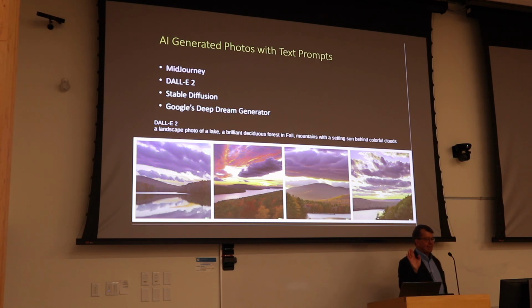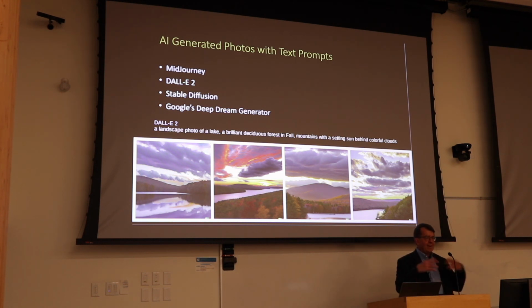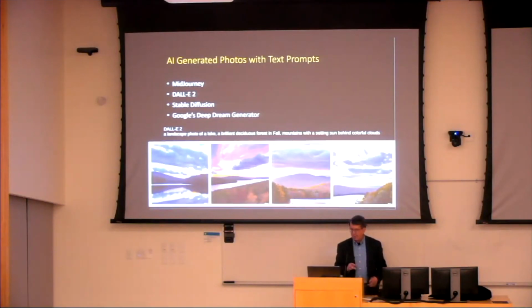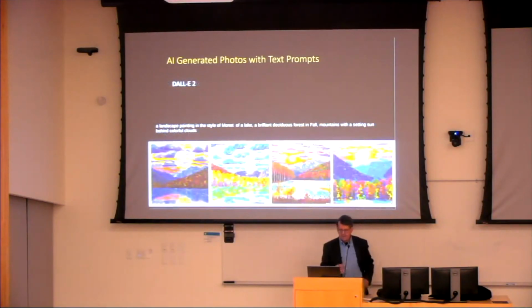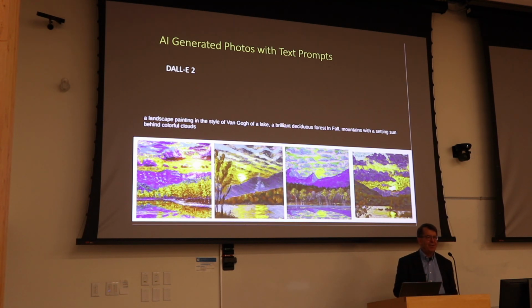And just using a text description: a landscape photo of a lake, a brilliant deciduous forest in fall, mountains with a setting sun behind colorful clouds. And so 20 seconds, boom, it pops up 4 completely different images that kind of meet that criteria. Then you can go and play with all sorts of funky things. This is the same description, but in the style of Monet. And then a landscape painting in the style of Van Gogh. So, I don't know, kind of similar. I think one of them cheated.